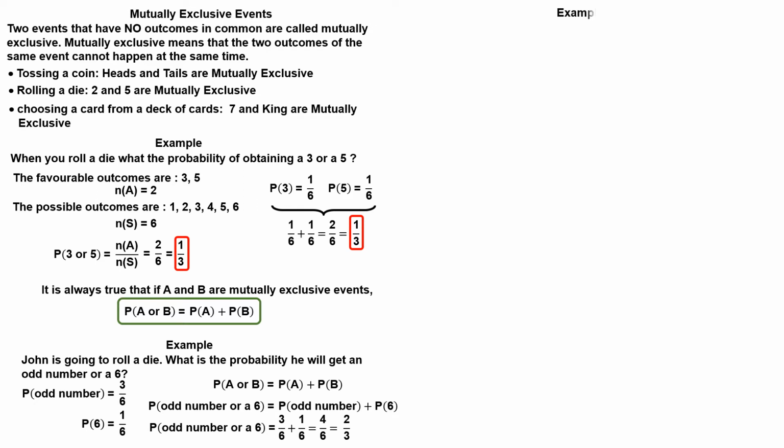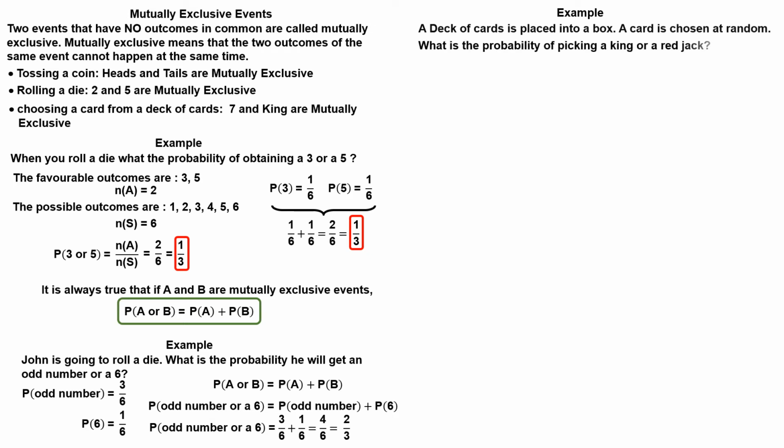Example. A deck of cards is placed into a box. A card is chosen at random. What is the probability of picking a king or a red jack? There are 4 kings. There are 2 red jacks. The probability of king is 4 over 52. The probability of red jack is 2 over 52.